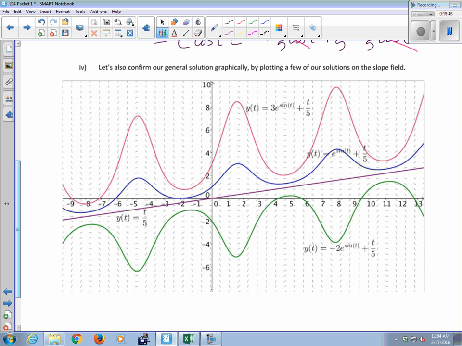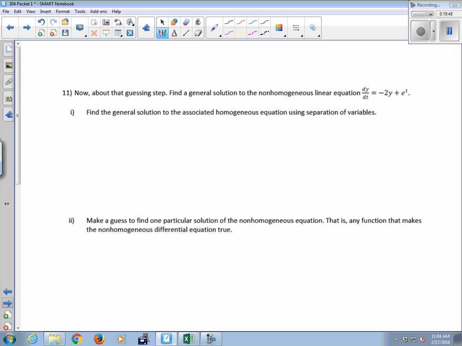All right, so about the guessing step. It's time we do that. So here's another linear, non-homogeneous differential equation. dy/dt equals negative 2y plus e to the t.